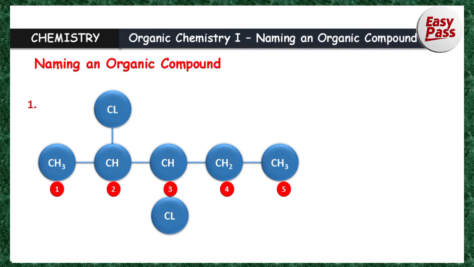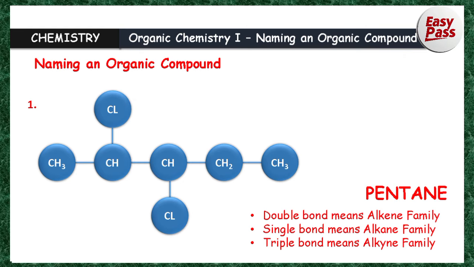Have you selected the longest continuous carbon chain to be what? 1, 2, 3, 4, 5, to be carbon 5 in the alkane family. Carbon 5 in the alkane family is called pentane. That's the rules and regulations.